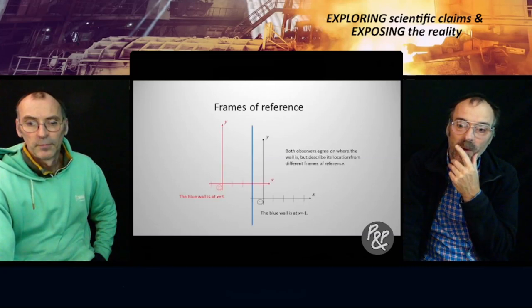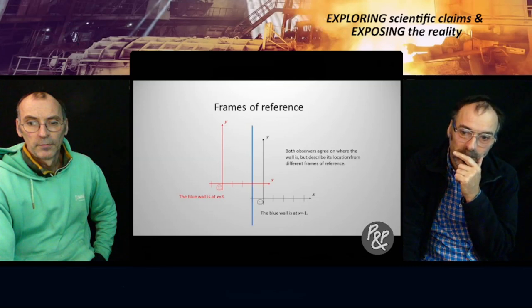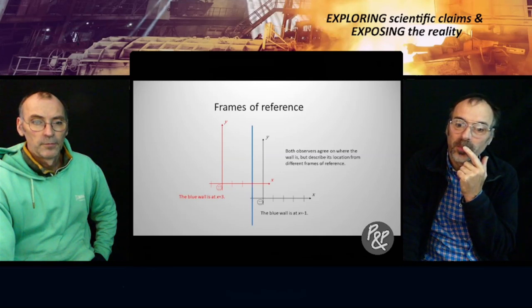Just consider how you and another person can both agree on where a wall is. It's 1 meter left of you and 3 meters right of him. Both of you are equally correct, and you are in no way contradicting each other. You are describing the same thing from different points of view.